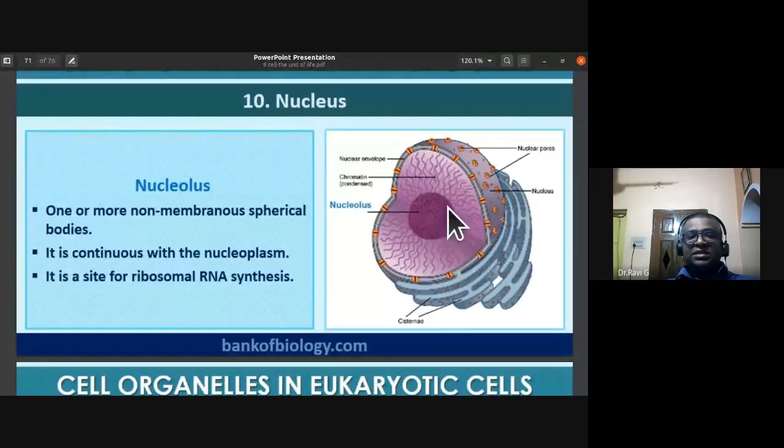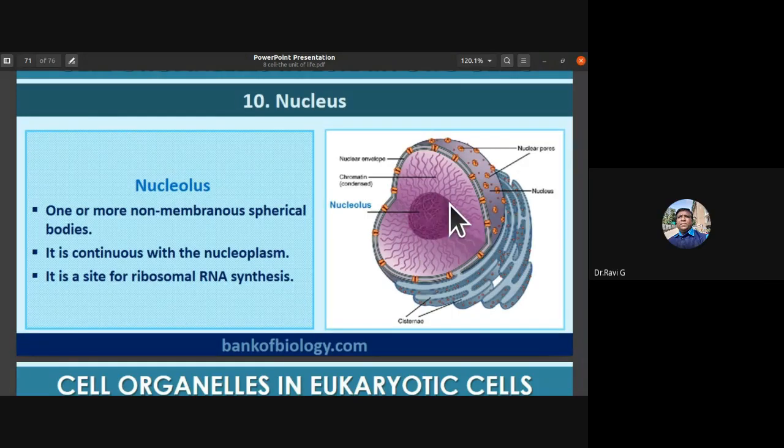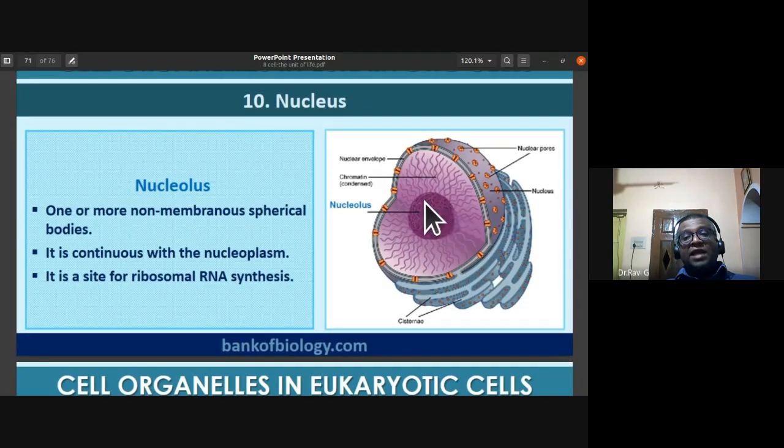The nucleolus is one or more non-membranous spherical bodies. So they don't have any membrane. It is continuous with the nucleoplasm, the matrix of the nucleus. And the nucleolus is the site for ribosomal RNA synthesis. rRNA is synthesized in the nucleolus.